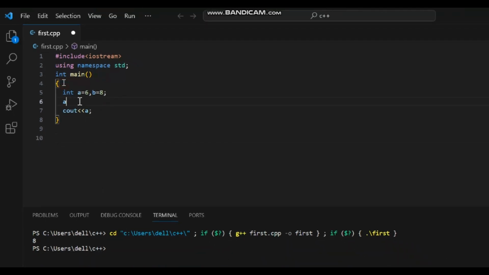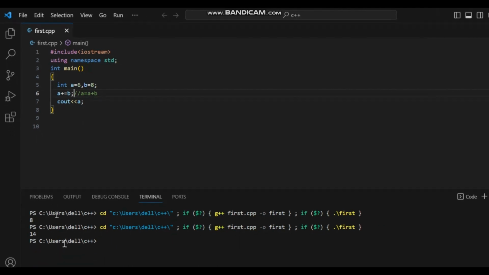Now if I write A plus equals to B, the meaning is A equals to A plus B. First A plus B will be calculated. Here I missed a semicolon. Okay. A plus B is 6 plus 8, 14. 14 will be shifted into A. If we print the output, we get A as 14 here. Okay, we have got 14.